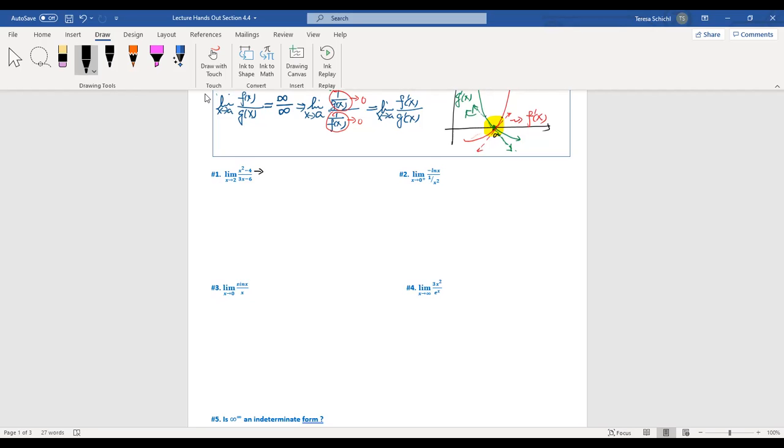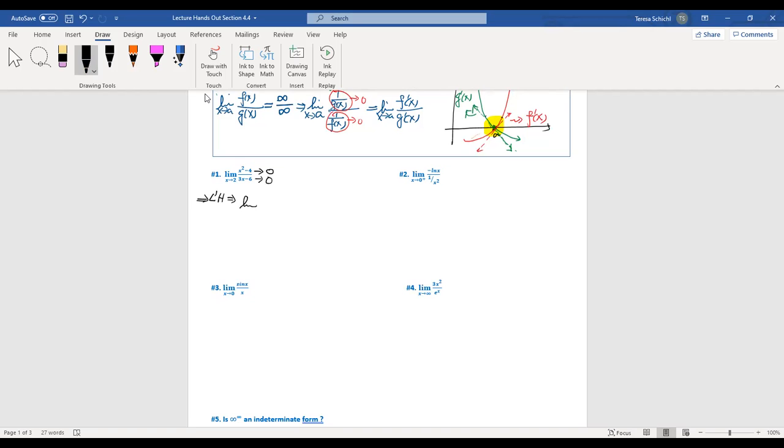It's 2 squared, so it's 4. 3 times 2 is 6. 6 minus 6 is 0. So this is 0 over 0. Then you say, oh, okay, so I can apply L'Hopital's rule. Okay, so L'Hopital's rule, what does it tell you?